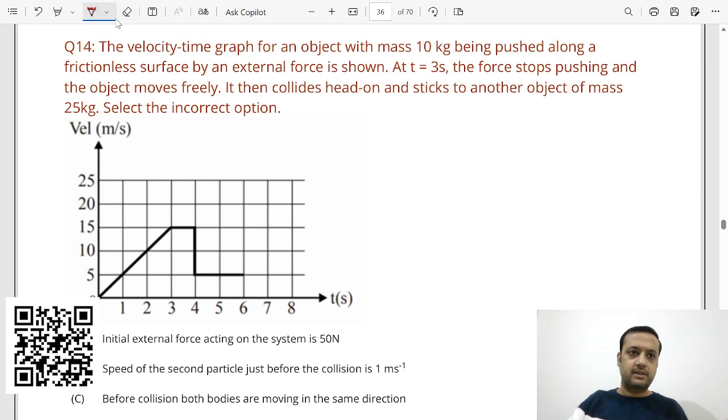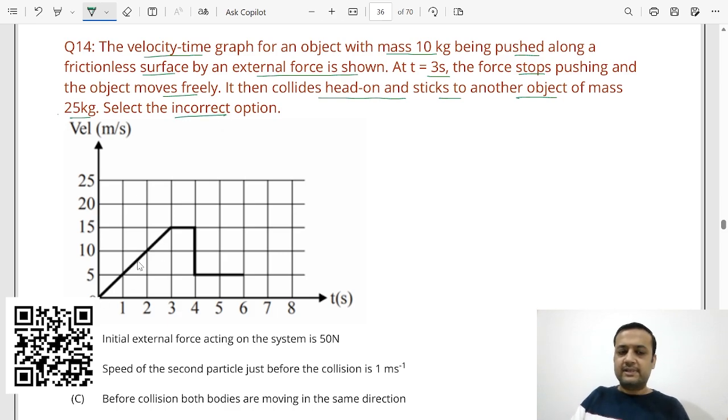Let us see this question here. In this question, the velocity time graph of an object of 10 kg is being pushed along a frictionless surface by an external force. At 3 seconds, the force stops pushing and the object starts moving freely, and then it collides head on and sticks to another object of mass 25 kg. We have to select the incorrect option.